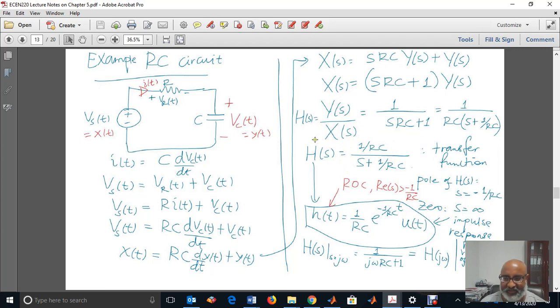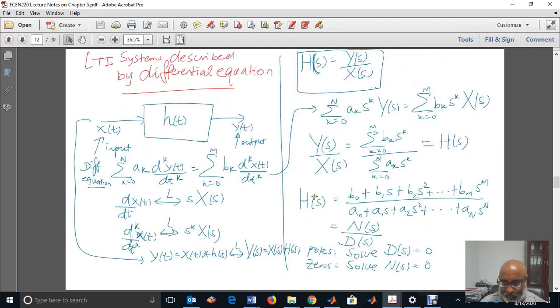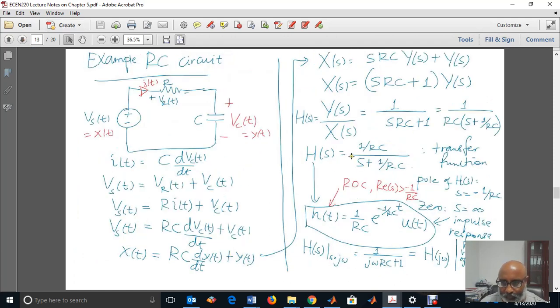If we see, this is a transfer function, of this form, and B0 is 1 over RC. So what are the poles of this? The pole is at s equal to negative 1 over RC, because at the pole H of s will be infinite. And what is the zero? The zero is at s equal to infinity.